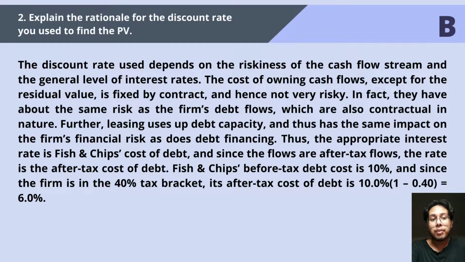Fish and Chips' before-tax debt cost is 10%. And since the firm is in the 40% tax bracket, its after-tax cost of debt is 10% multiplied by 1 minus 0.4, which equals 6%.